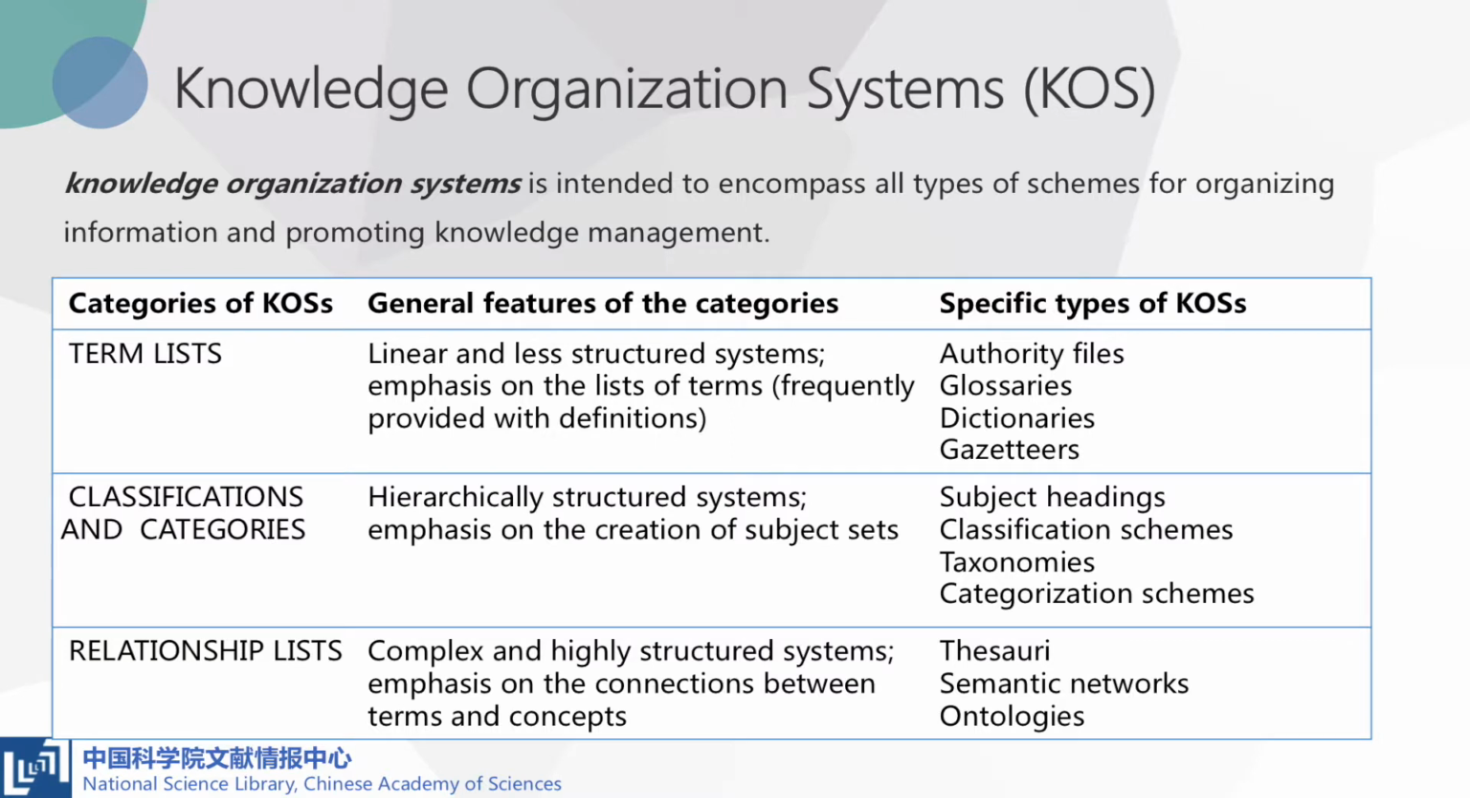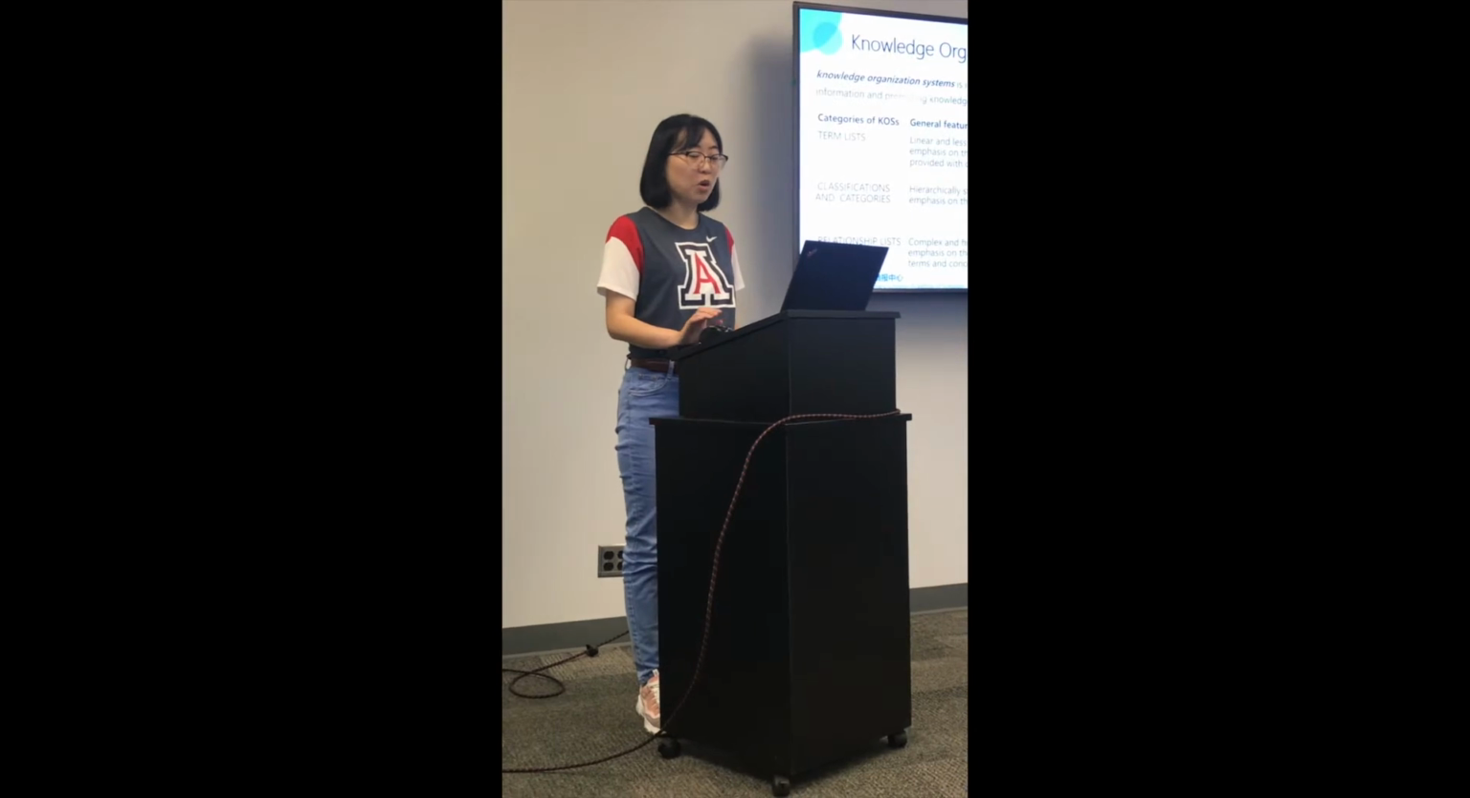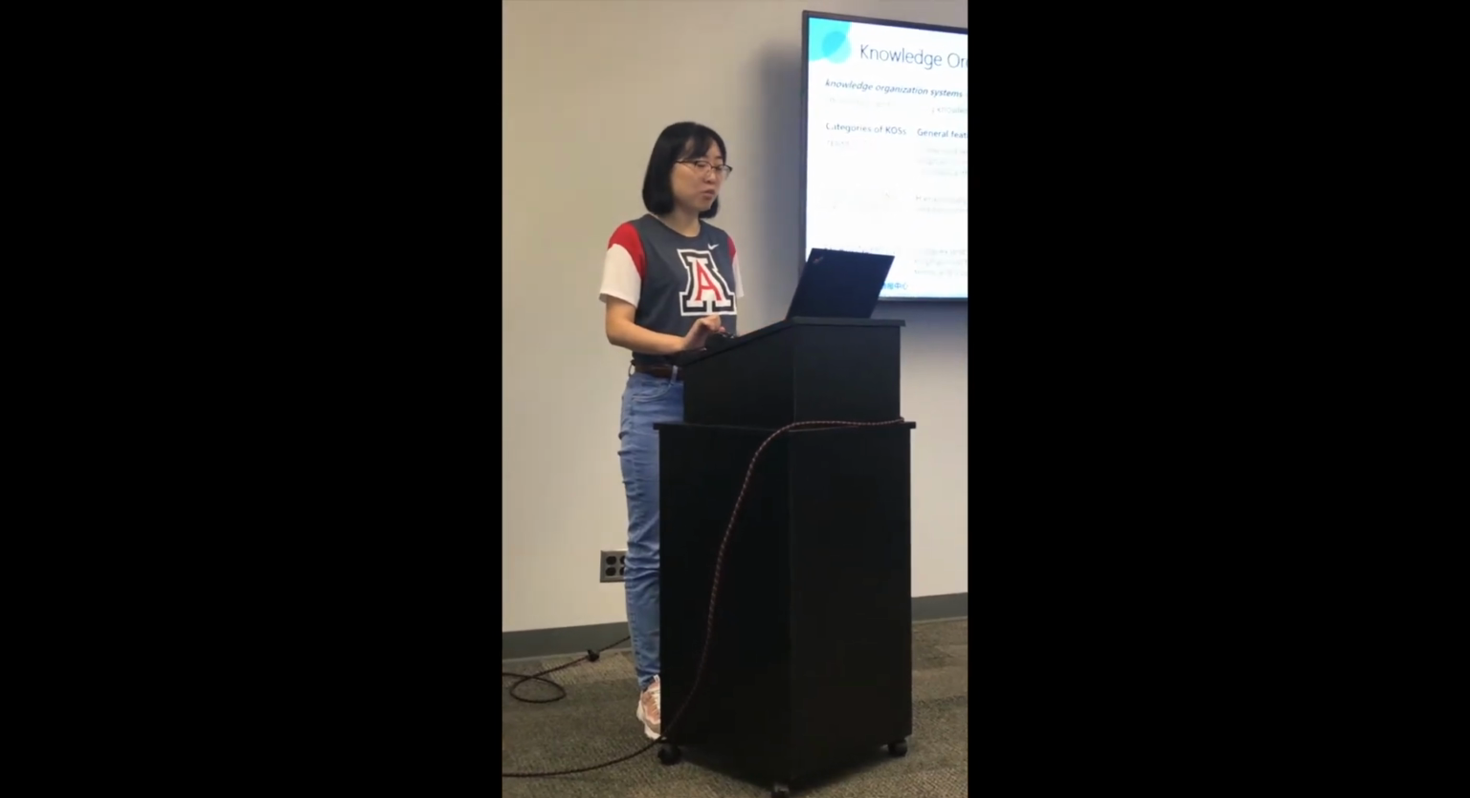I think knowledge organization systems can contain all types of schemas for organizing information. They can be grouped into about 3 groups: the term list, classification and categories, and the relationship based. Today, most people focus on the third one, like the ontologies and even the knowledge graphs.